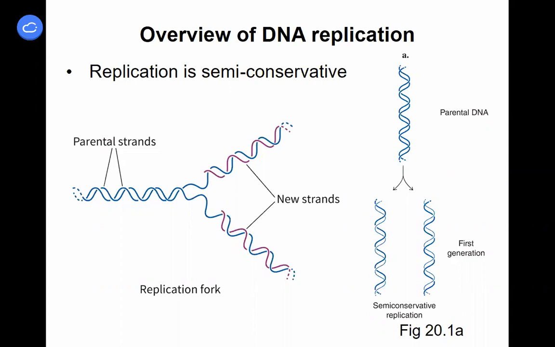And so this process is known as semi-conservative, and the idea is that each parental strand is used as a template to make a new complementary strand, right? So then you end up with two daughter strands that, hopefully, if everything has gone well, are identical in sequence to the original parental DNA.